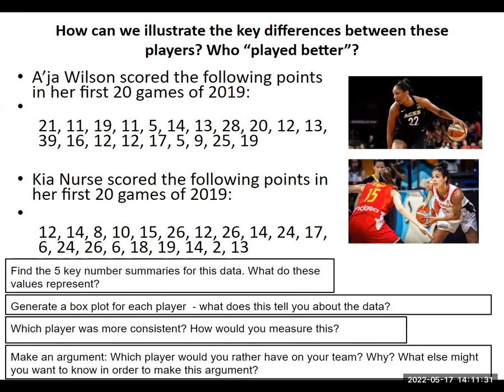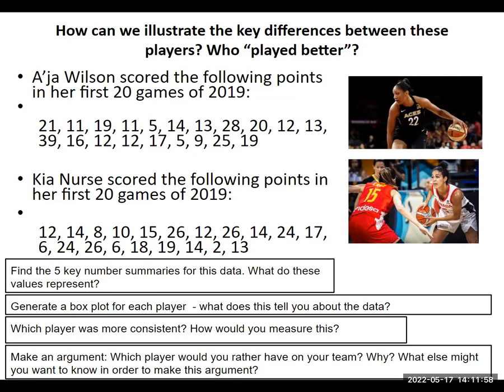Take your time ordering it in the right number and then analyze it based on the 5 key numbers. I'm going to ask you, well, what do those numbers represent? And then I'll ask you to generate a box plot using the number line that's on your sheet. And then I'm going to ask you some qualitative questions like, who's better? Who's more consistent? How did you measure this? And so on and so forth.